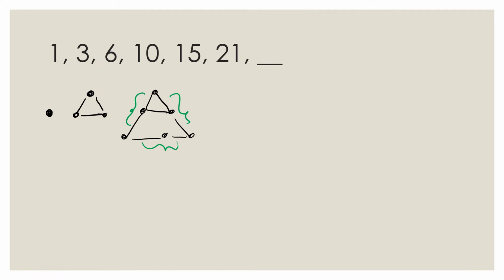Now if we add another layer, or if we want to make the side length equal to 3, 1, 2, 3, 1, 2, 3, 1, 2, 3. So this is now our triangle with side length equal to 3, and the number of dots that we have here is equal to 10. And then again, we add another layer. So what we want to have now is a triangle of side length equal to 4. So 1, 2, 3, 4.